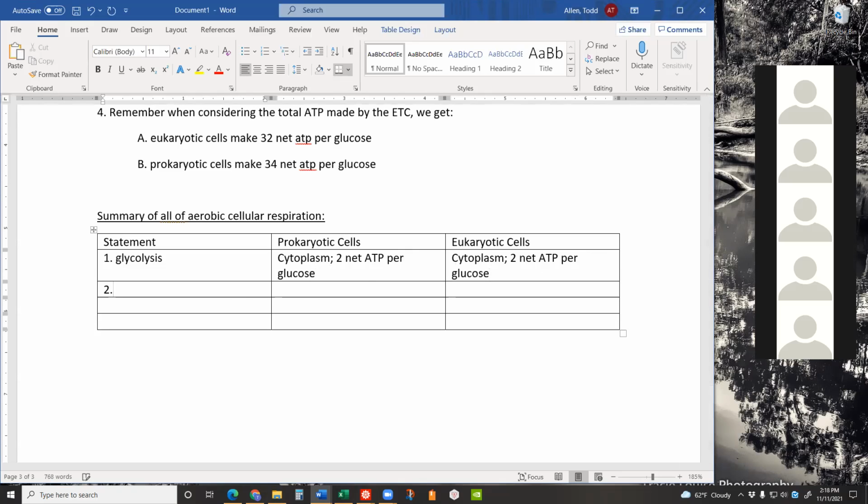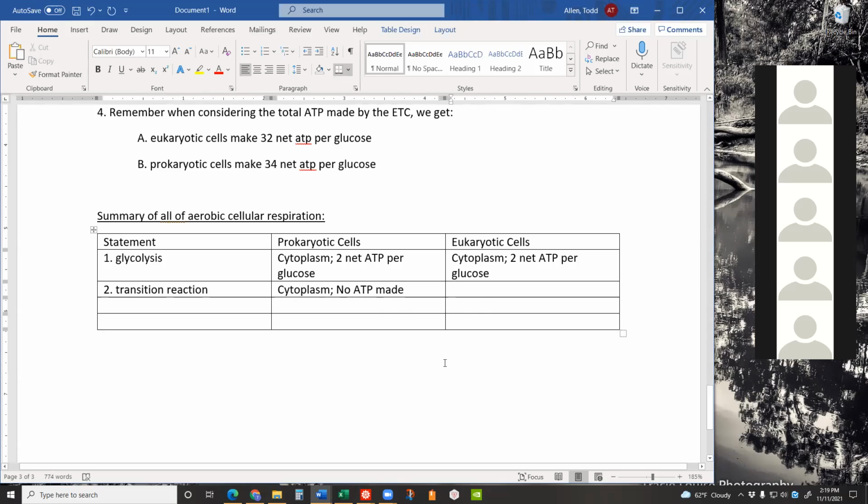Now, I will put down the transition reaction here. For the transition reaction, that is going to take place in a prokaryotic cell, in the cytoplasm. You do not make any energy here. The transition reaction is not about making energy. The transition reaction is about converting the end product of glycolysis to the starting material for the Krebs cycle. So no ATP made.